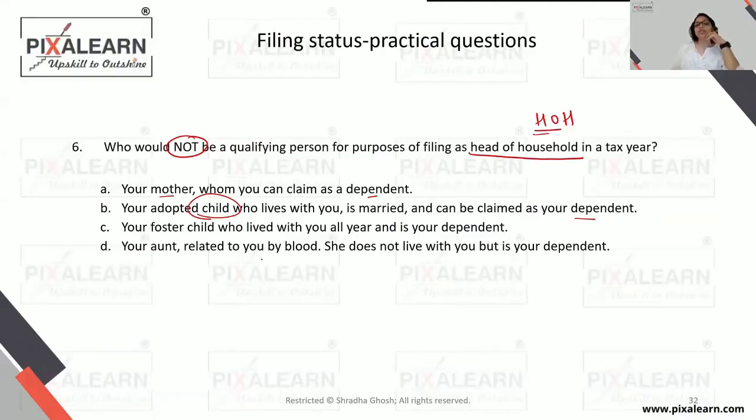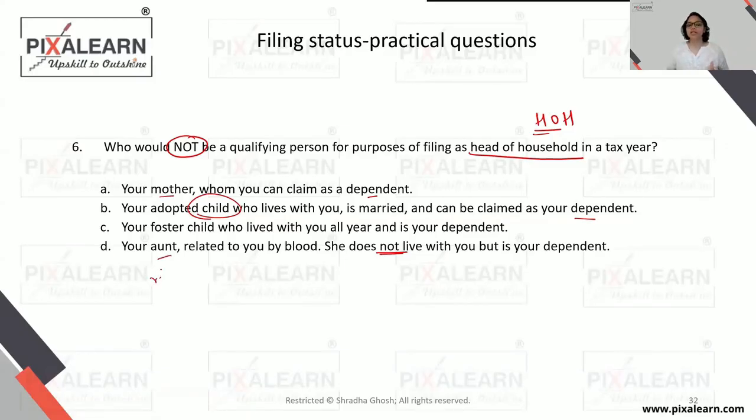Your aunt related to you by blood, but she does not live with you, but is your dependent. So what do you mean by saying she is your dependent but is not staying with you? There is an aunt for whom I'm paying money so that she can survive, but that aunt is not staying with me.